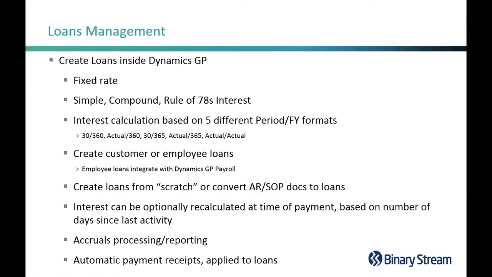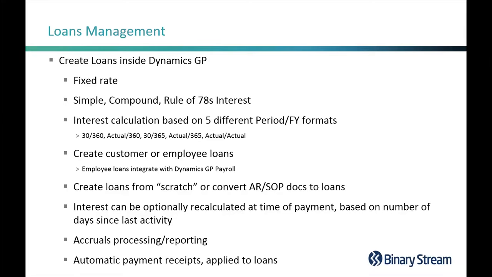We have the ability to create loans from scratch. So I can start and say, hey, this guy's going to borrow some money. I'm going to cut him a check and hand it to him. A feature that we added a little while ago that's kind of cool is if you're selling something over the counter through either the AR or the SOP, the Sales Order Processing module of Dynamics GP, I can then turn that document, that AR or the SOP document, into a loan. I simply activate the link, and I'm going to show that in the demo.